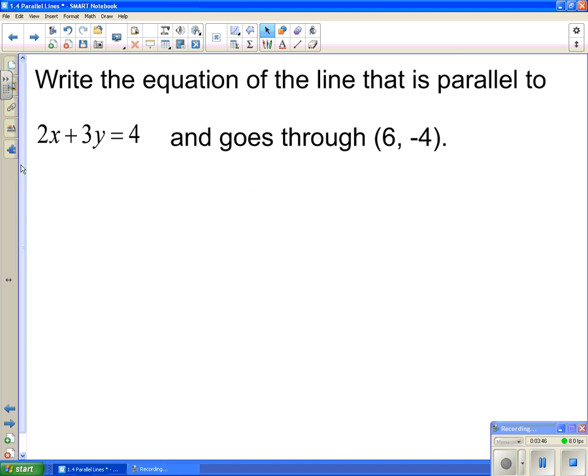Okay, let's look at one more example. I want to write the equation of a line that is parallel to 2x plus 3y equals 4 and goes through the point 6, negative 4.